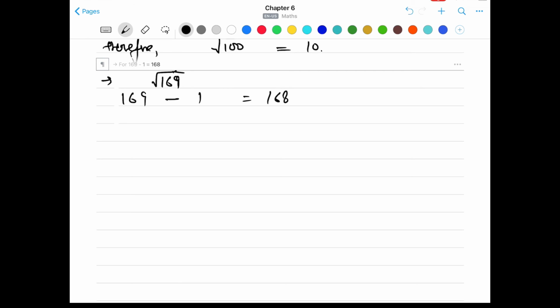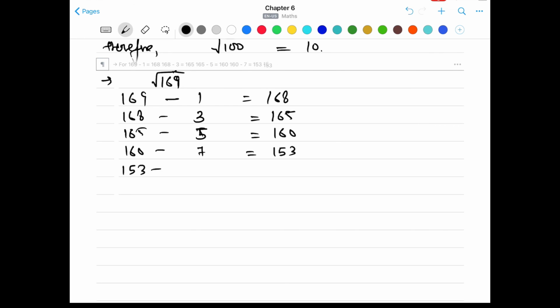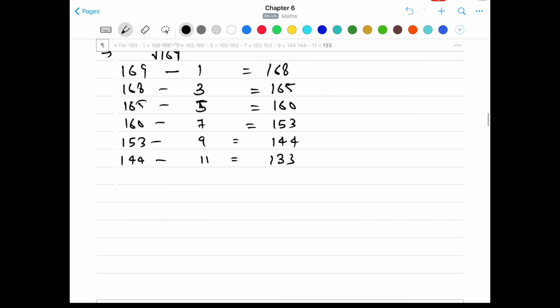So we'll get 168. Take 168 here and subtract the next odd number, which is 3. So 168 minus 3 is 165. 165 minus 5, which is the next odd number, is equal to 160. Okay, 160 minus 7 is equal to 153. Then 153 minus 9 will be equal to 144. Okay, 144 now minus 11 will give us 133. Next is 133 minus 13, which is equal to 120.